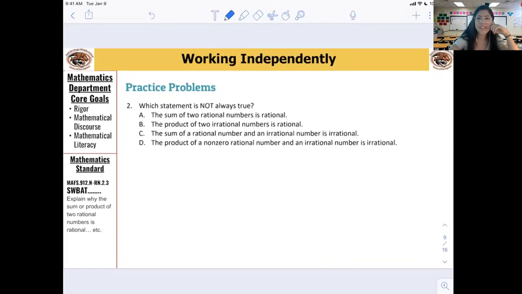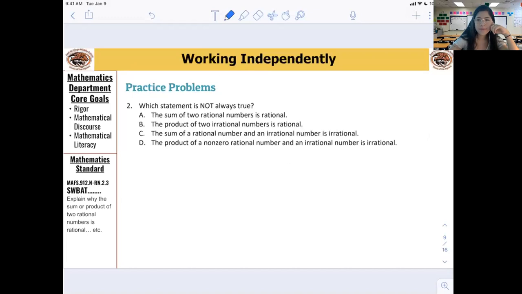All right, take about 10 more seconds. 10 more seconds. And 5, 4, 3, 2, and 1.